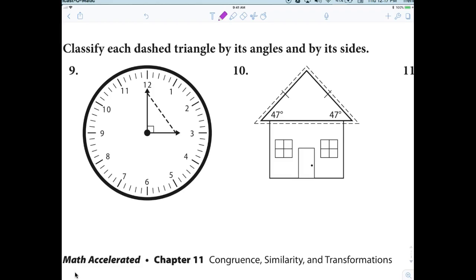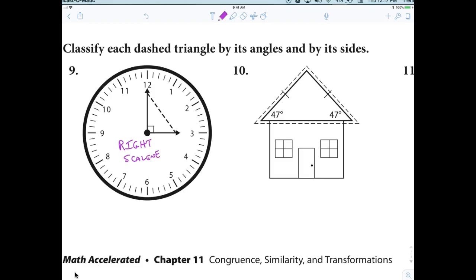No. Because if you think about it, if the minute hand and the hour hand were the same size, then you wouldn't be able to tell the difference. So yes, you're right. Say it. Scalene. So this is a right scalene. That's a right scalene.